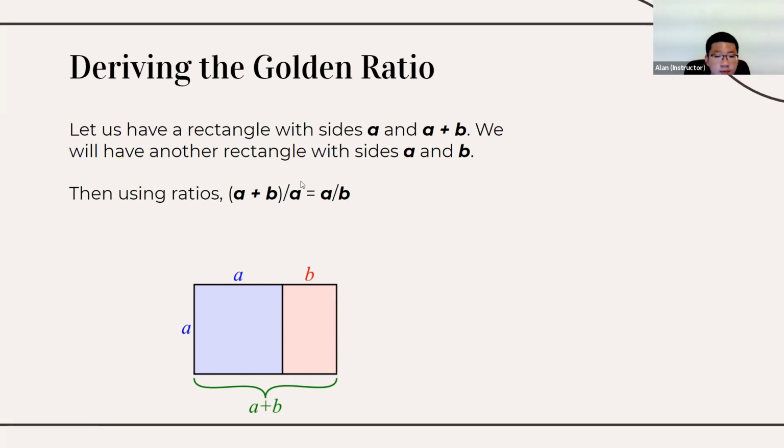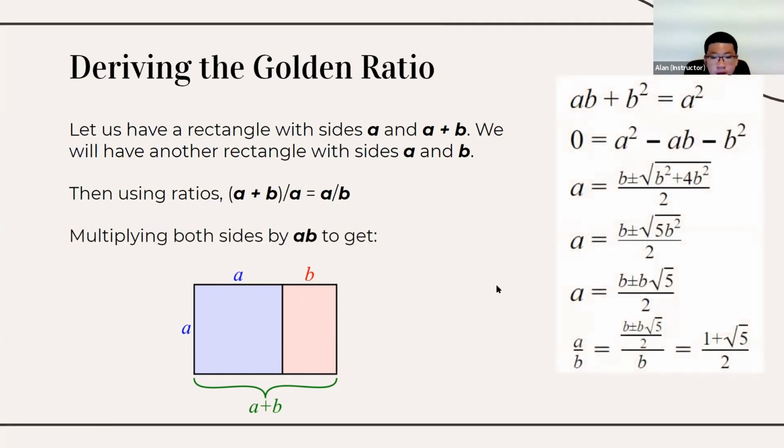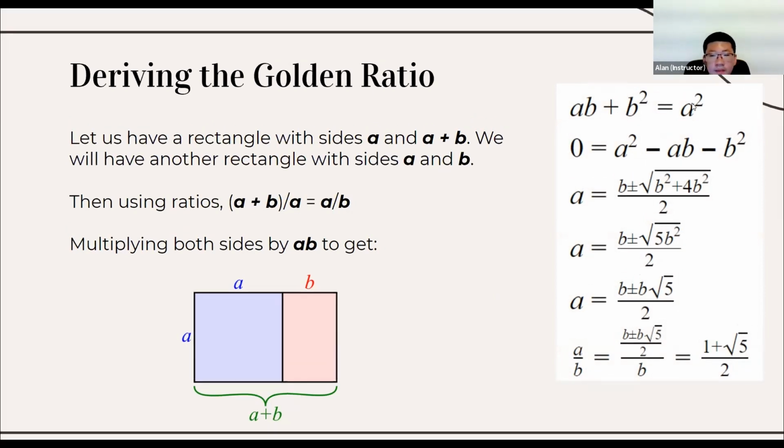So that's how we get A plus B over A. And then for the smaller red rectangle, we have that the longer side is actually A, and the shorter side is B. So that's where we get this equality from. And then if you multiply both sides by AB, you can see on the right, you get that AB plus B squared is equal to A squared.